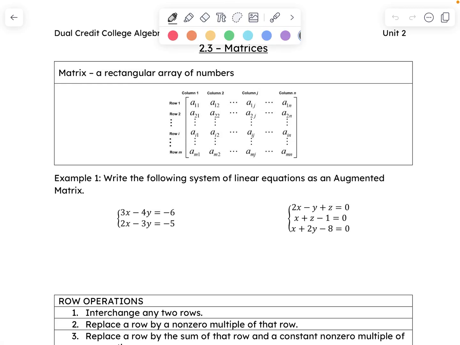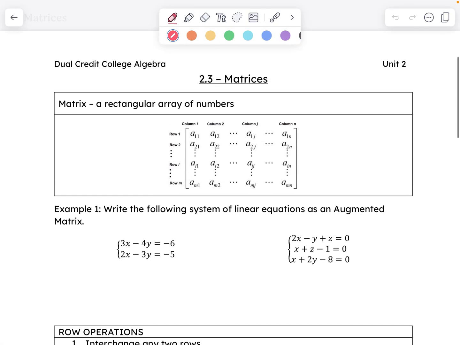Hey guys, today we are talking about matrices. So we've talked about how to solve systems using graphing or using substitution or elimination, but another way that we can solve systems is using what we call matrices. A matrix is a rectangular array of numbers. So you can take your systems of equations and take out just the numbers and make a matrix.